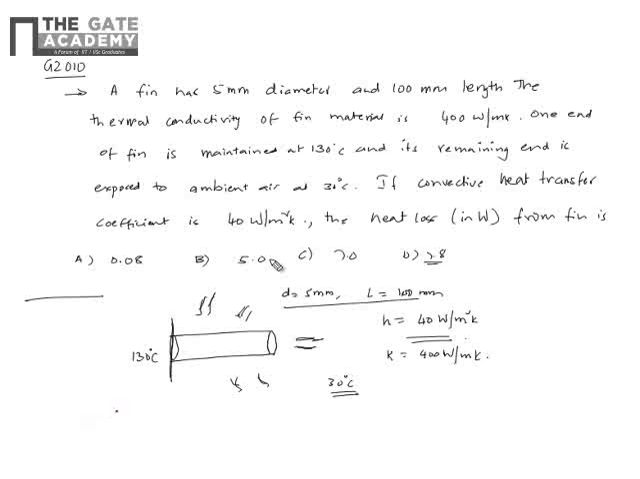So this is convection from all the surfaces, except the fixed end. It's convection from all the surfaces. It's a pin fin where the cross section is constant everywhere. It's a uniform cross sectional fin where the cross section is circular everywhere. So we need to recall the formula.